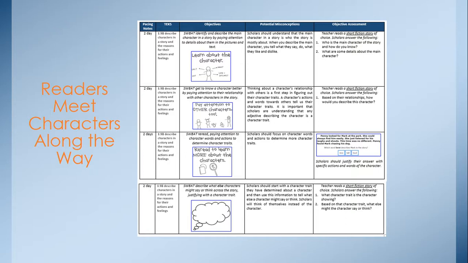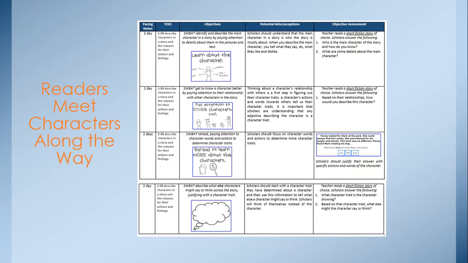Now scholars will try to get to know the characters better by paying attention to their relationship with other characters. My hope here is that by thinking about the character and how they're interacting with others, scholars can pull out those character traits such as being caring or helpful or being a bad sport and things of this nature more easily. We'll practice this skill again for 2 days, getting practice with 2 different texts.